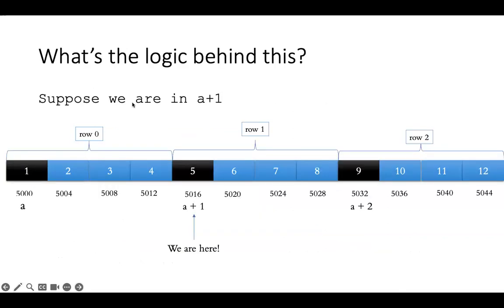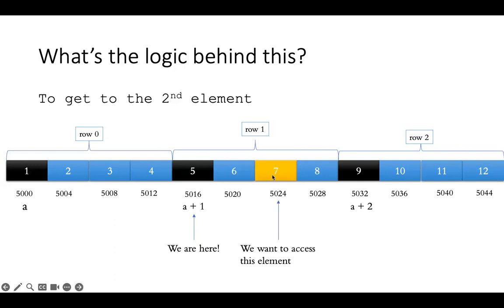Okay, so let's understand the logic behind here. Suppose we are in A plus 1, so that means that we are referring to the first element in row 1, and we want to access this element. Okay, so it is just 2 addresses away. So as you can see, 1 and then 2.